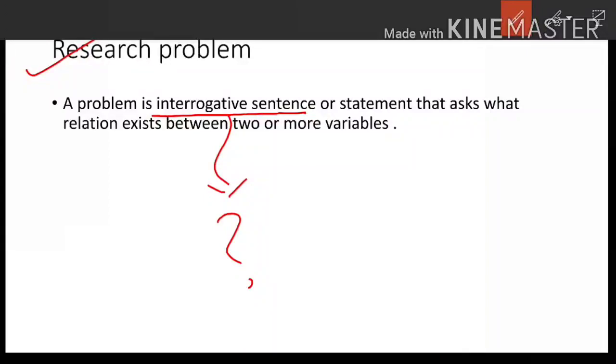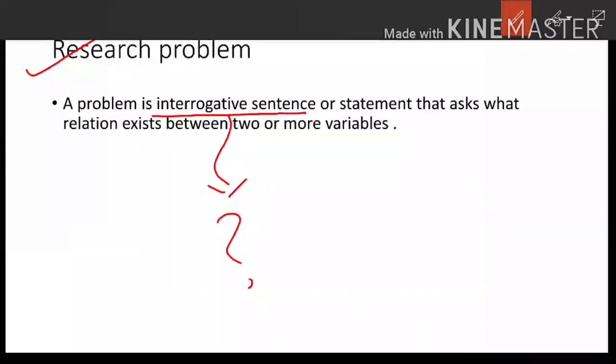So let me give you one example. If you are writing a research problem, like if you want to see what is the effect of ginger on morning sickness symptoms on pregnant women in selected urban communities of Haryana. This is a statement in which you are asking whether there is a relationship between ginger and the morning sickness symptoms in a pregnant lady or not, and I am putting the question mark after this sentence. So it means I am writing a research problem in an interrogative format.